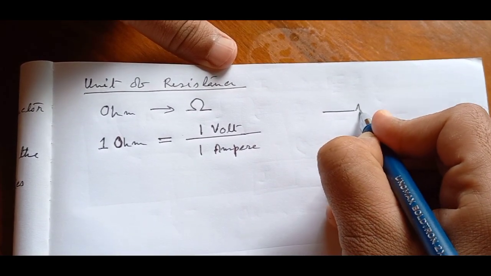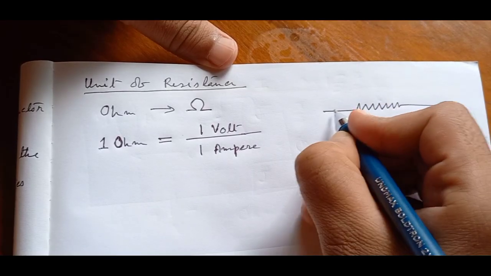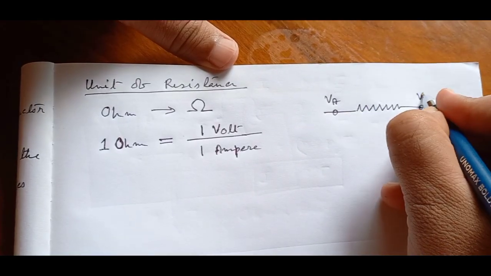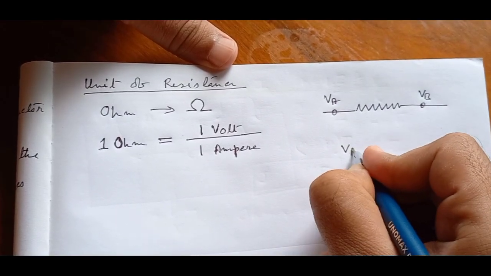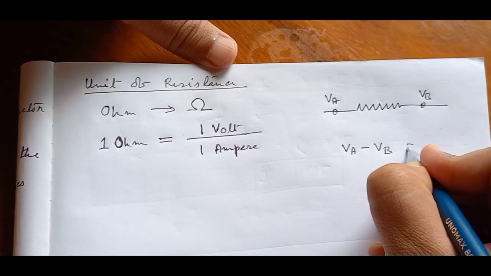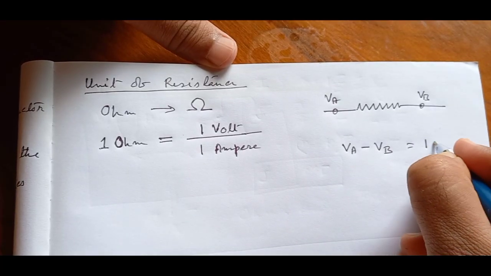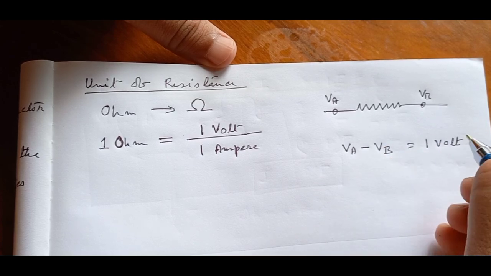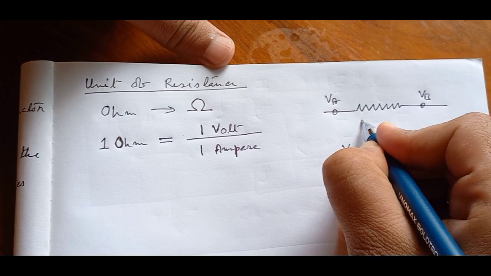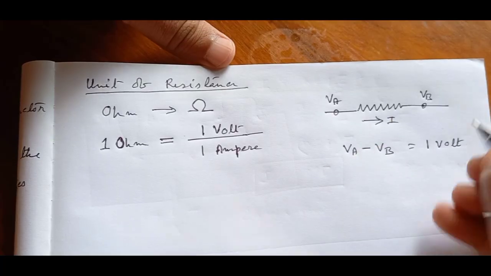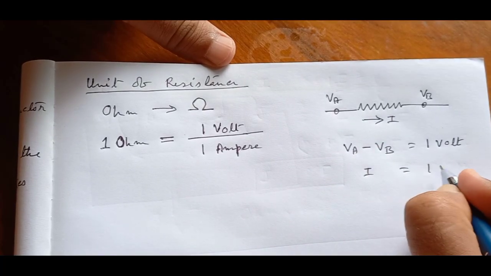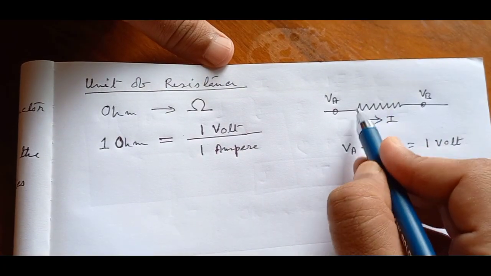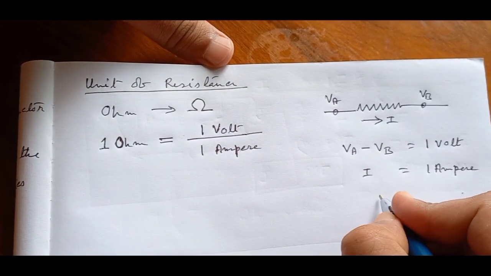If we consider a conducting wire, if the voltage across the wire VA minus VB is equal to 1 volt, and for this condition the current through the conductor I is equal to 1 ampere, then the resistance of this conducting wire will be 1 ohm.